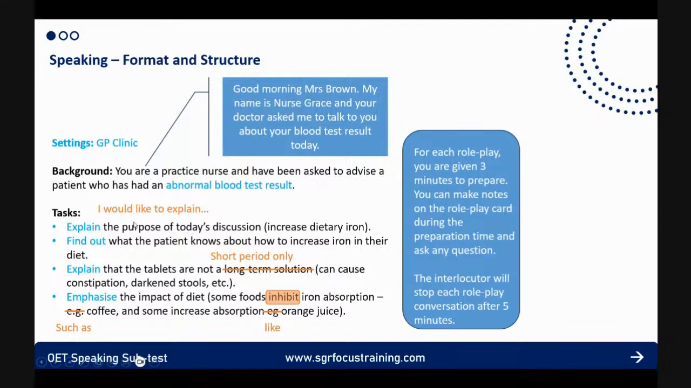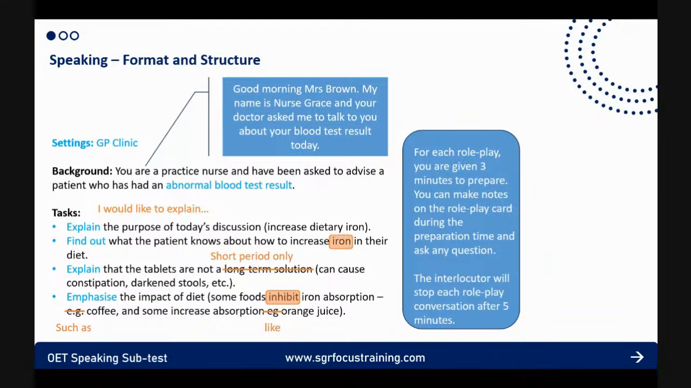Now, what you will notice is that I have highlighted the word inhibit. Okay, this is slightly advanced vocabulary, so there will be some students who don't know the meaning of inhibit. If this is you and you do not know the meaning, don't worry too much about it. This is one of the things you are allowed to ask the interlocutor. So you can say, excuse me, Miss Smith, can you please tell me what is the meaning of inhibit? Okay, your interlocutor is allowed to give you the meaning or the definition of the word.